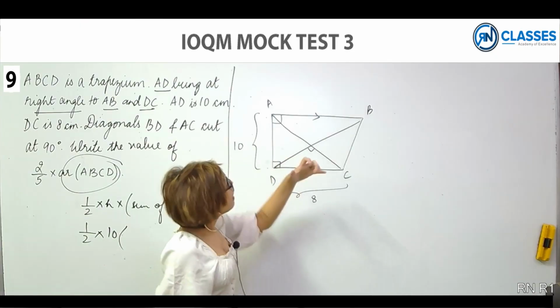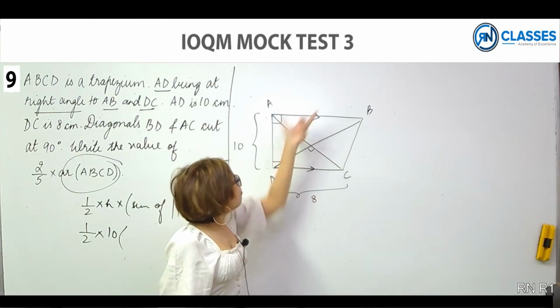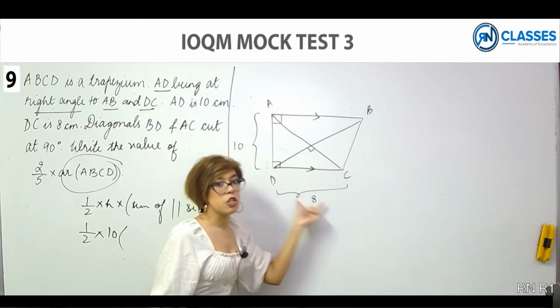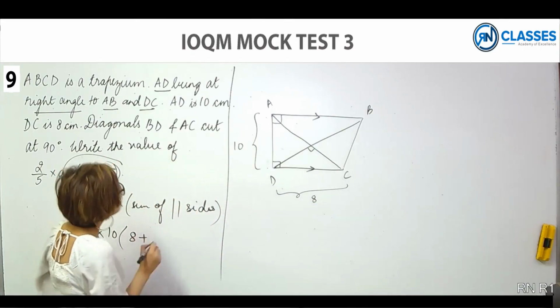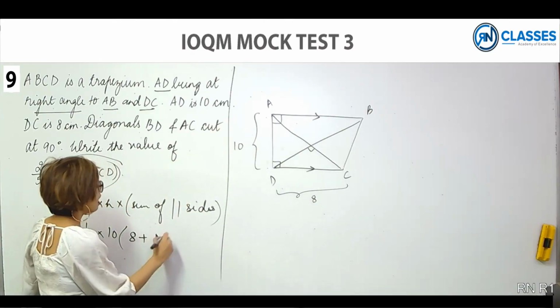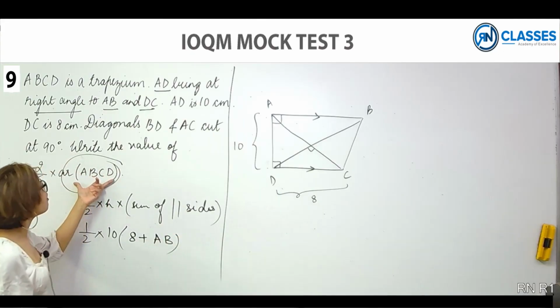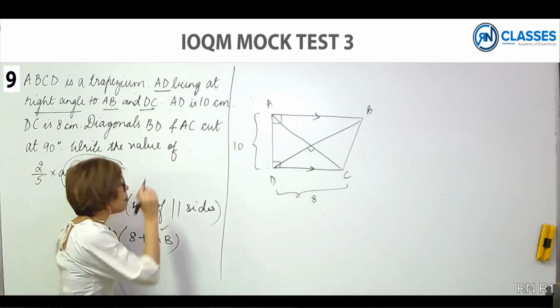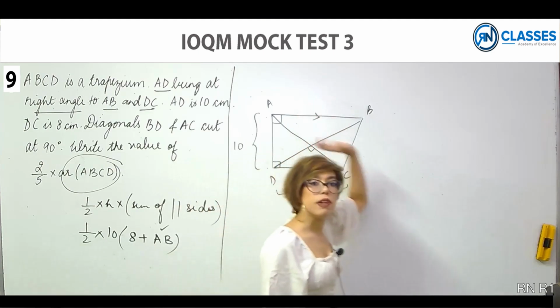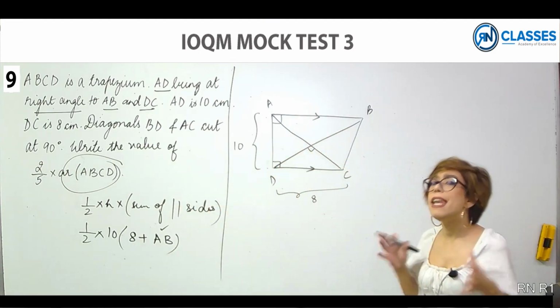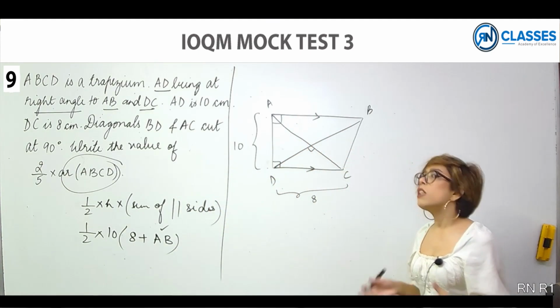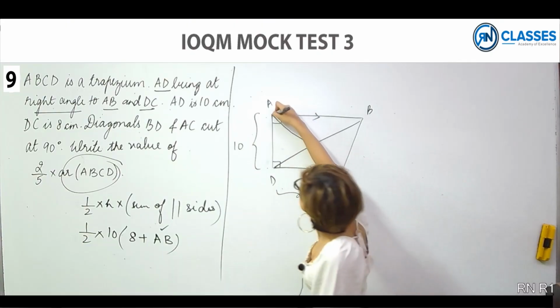90, 90. Now, that means I want this plus this. This plus this one, so already I know this one, which is 8, plus the other parallel side. That means I can find the area of the trapezium provided I know this length. Right? I'm interested in this now. I'm interested in the length of this side. Now, the thing is, how do I get this length?